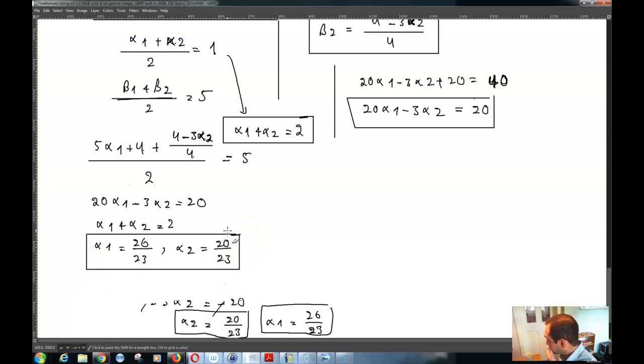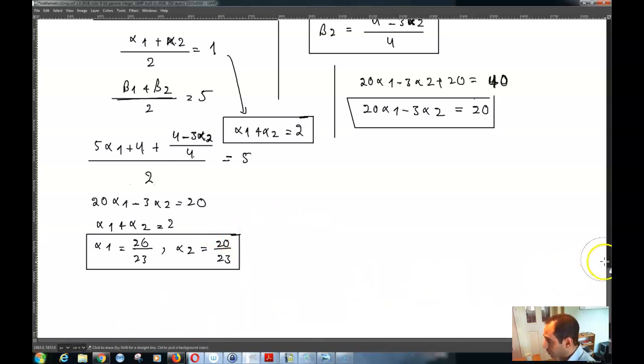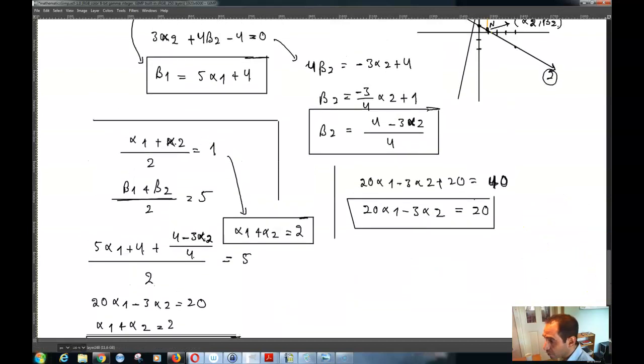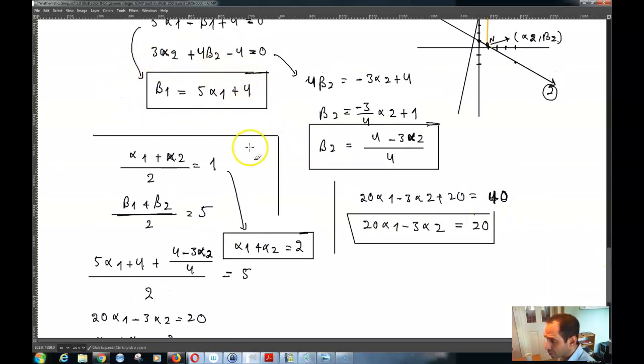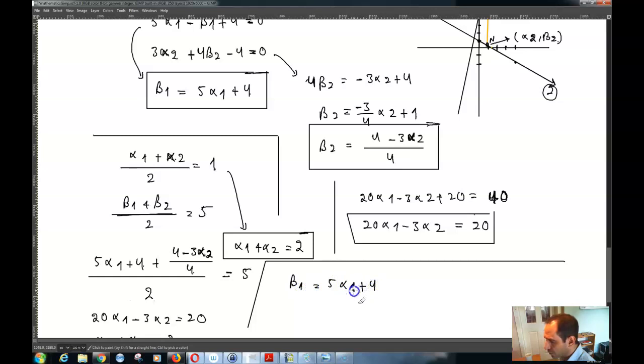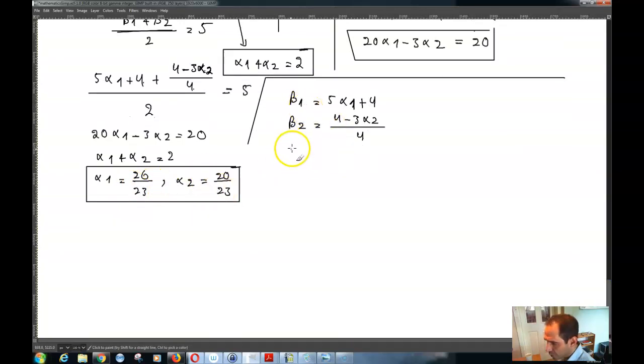And I suppose then somehow we need to get to beta 1 and beta 2. So over here, if we can do this, so beta 1, for example, is this thing over here. And so beta 1 is equal to 5 times alpha 1 plus 4. And beta 2 is equal to 4 minus 3 times alpha 2, over 4. So now that we have the value of these two, we can therefore write beta 1 is equal to 5 times alpha 1, so 5 times 26 by 23 plus 4.